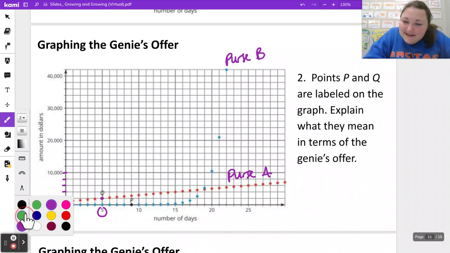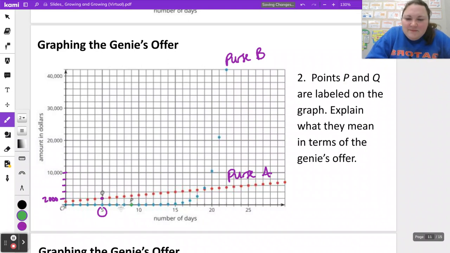Point P is right here. And similarly, point P is on this blue line, so I know it's talking about purse B. It is at day 9. In this graph, the scale on my y-axis is so big, it's really hard for me to estimate how much money is there. I might have to actually do some calculations to figure out the exact amount. But point P would be telling me how much money is in purse B after 9 days.